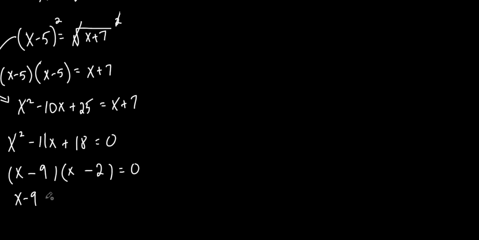Technically, what would you do? You go x minus 9 is equal to what? 0. And then you would go x minus 2 is equal to 0. Add a 9, x is 9. Add a 2, x is 2. But you thought we were done.